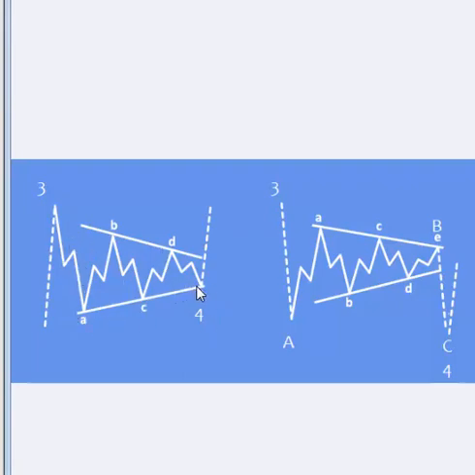It's an ABCDE triangle, and this triangle should be confirmed as completed when you spot a decisive break above the wave D level. Obviously, at the same time the price would be above this trend line. So when you spot this breakout, then you can say the triangle is finished and that we are going higher.